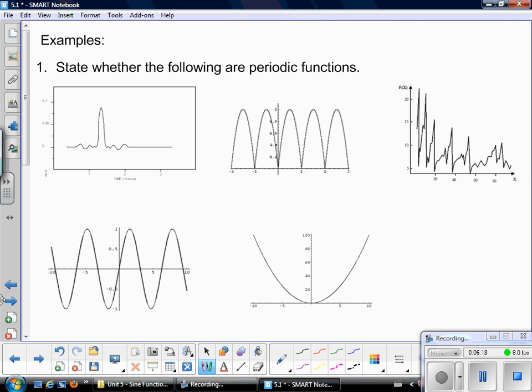Okay, so what we're going to do today is it says state whether the following are periodic. So not only are we going to state, we're going to say why it's not periodic or why it is. So if you look at this first one, we can see it's kind of a wavy pattern, but then it almost looks like it flatlines. So it doesn't appear that this pattern is repeating itself. There's no indication of this. So this one is not periodic. So we're going to put not. And why would we say it's not? We would say that the pattern does not repeat.